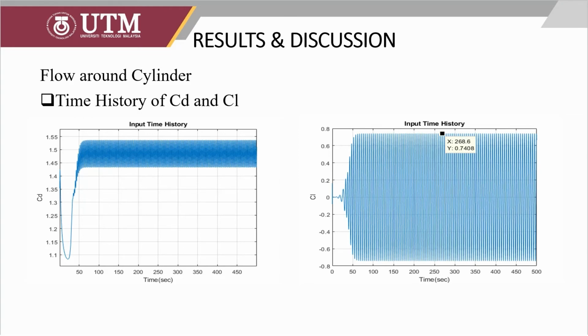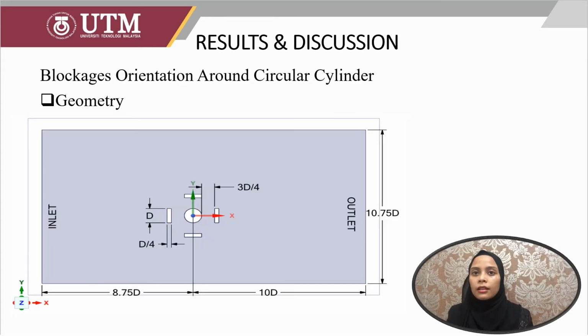From here, we can see that the time history of CL, which is on the right-hand side, grows larger than the time history of CD. Next is a circular cylinder with the same dimension as I mentioned before, together with rectangular cages with a width of 4 meters and a height of 1 meter, which is shown in the figure together with the distance from the center of the cylinder to the rectangular cages and other dimensions mentioned in the figure.